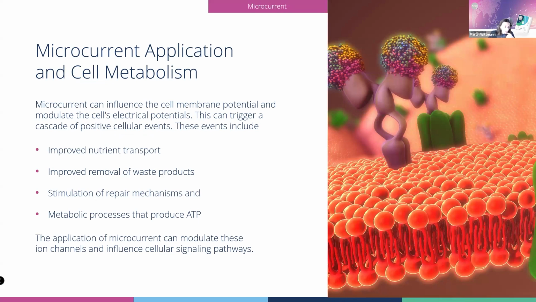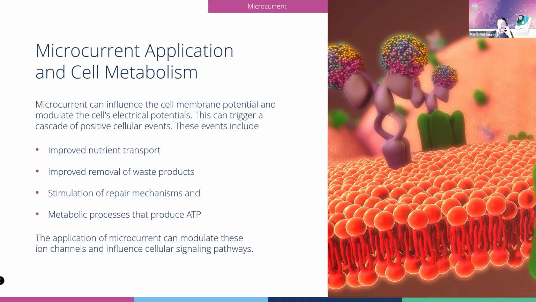Of course, microcurrent can influence the cell membrane potential and modulate the cell's electrical potentials. So it can trigger a cascade of positive cellular events. Everyone is aware that we have single cells, and those single cells have basically small holes in their membrane, which are called ion channels. Those channels open, and something goes out of the cell or into the cell.